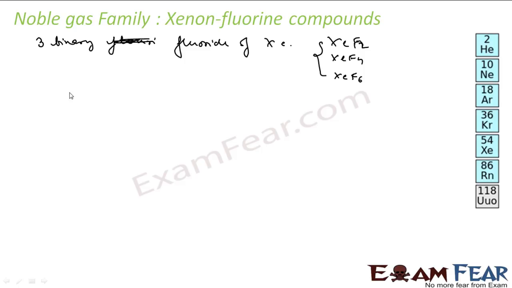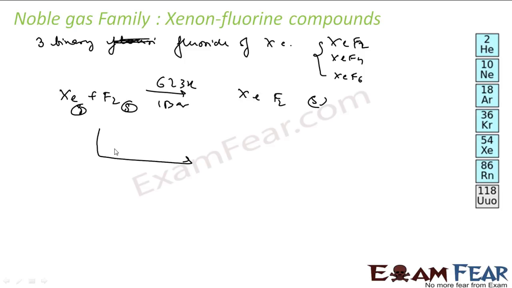We'll see that. If you take xenon and react it with fluorine at a temperature of 623 K and 1 bar pressure, what you get is XeF2, and that is a solid. Xenon is a gas, fluorine is also a gas. You take the same thing, but with the ratio of 1 to 5, and you increase the temperature to 873 Kelvin and the pressure to almost 7 bar. In that case what you get is XeF4, and that is also a solid.